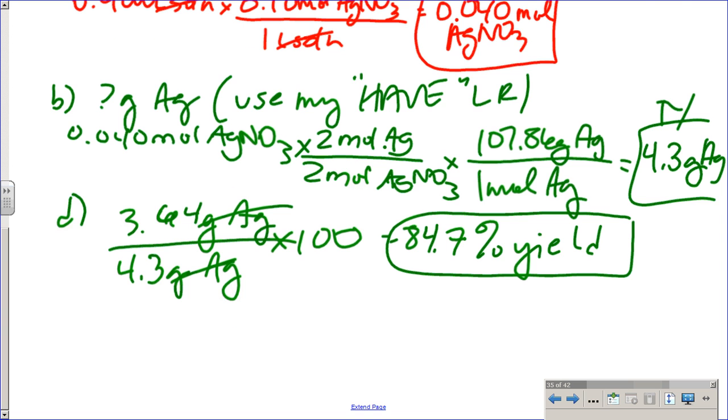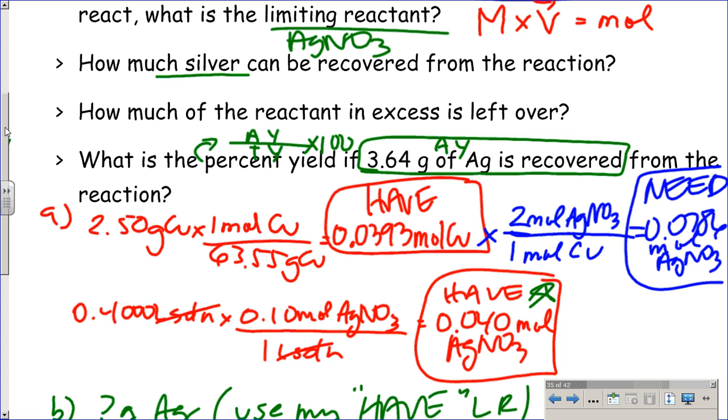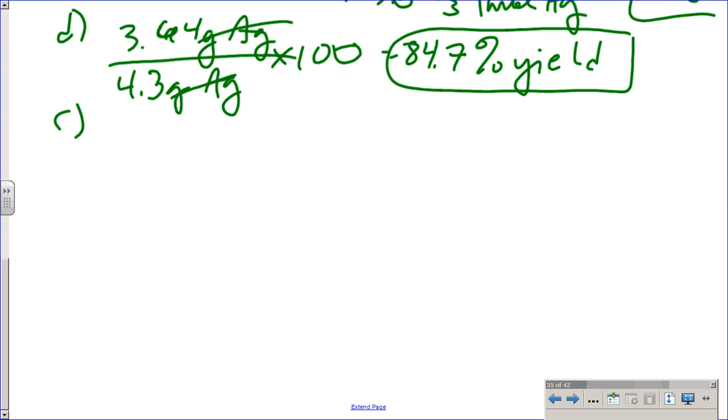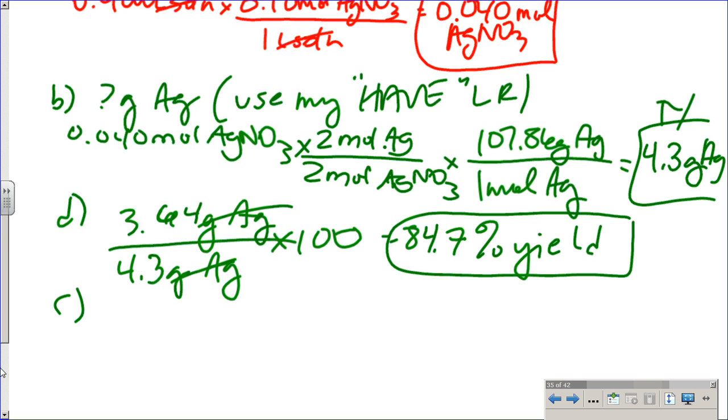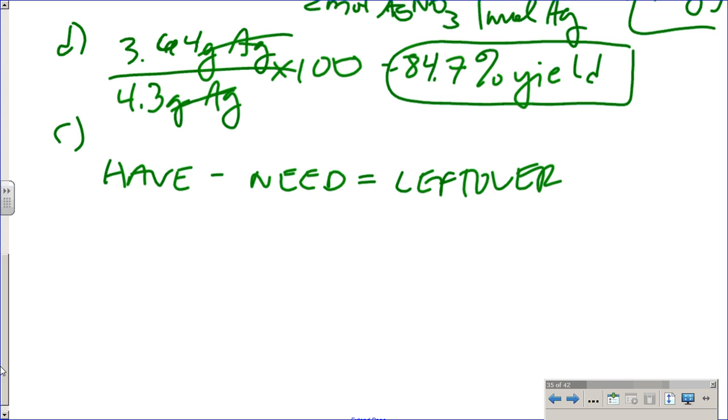All right, last bit. Excess. Who was our excess again? Copper, right? How much did I have of copper? This one right here, right? Have of copper, 0.0393. And to figure out how much is excess actually left over, I told you the really easy subtraction method was, oopsies, take how much you have minus how much you need to get your leftover. So how much did you have of copper? 0.0393 moles. Subtract how much you need. Well, how much do we need, or do we know that?